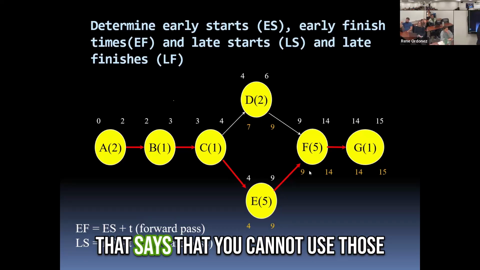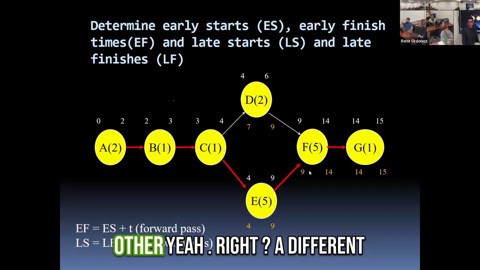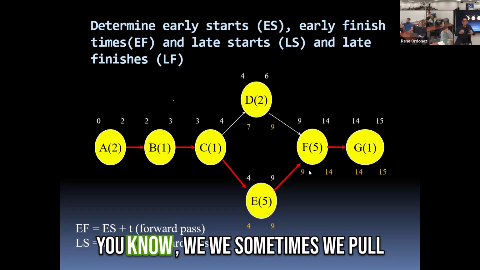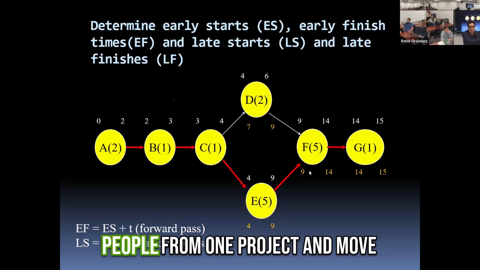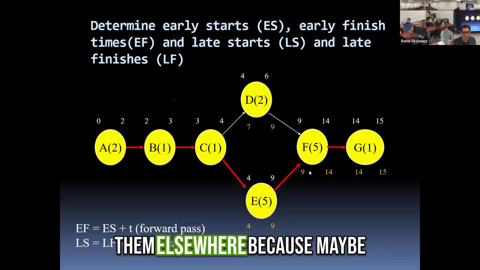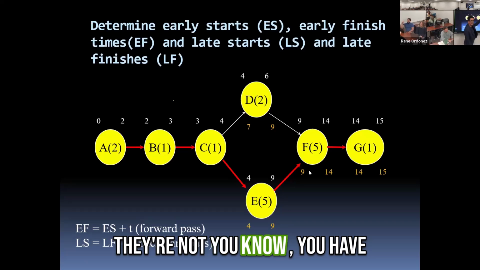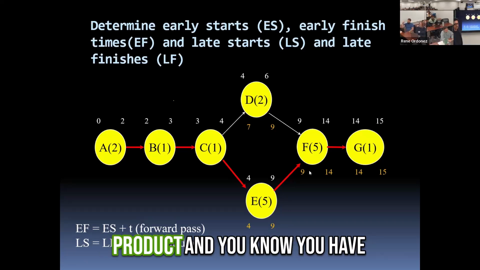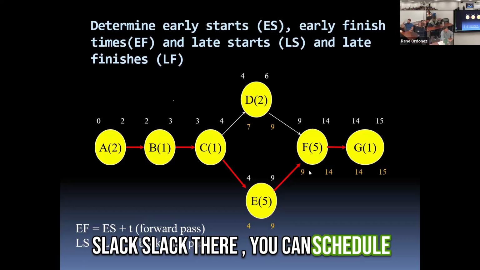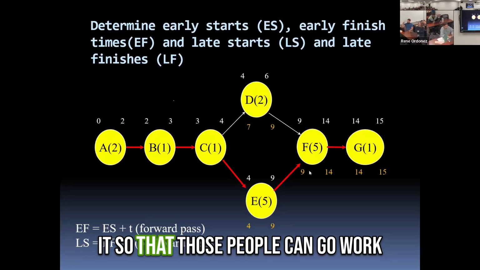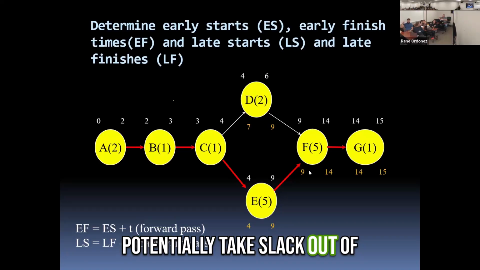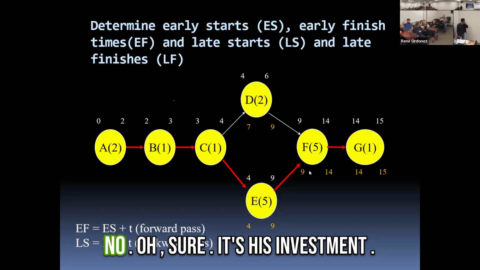There's nothing that says that you cannot use those resources elsewhere in some other, a different project. Because sometimes we pull people from one project and move them elsewhere because maybe they're not needed. If you know you have Slack there with specific craftspeople, let's say making a product, you can schedule it so that those people can go work on something else, and potentially take Slack out of something else.